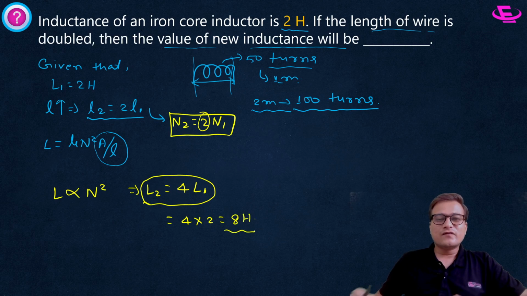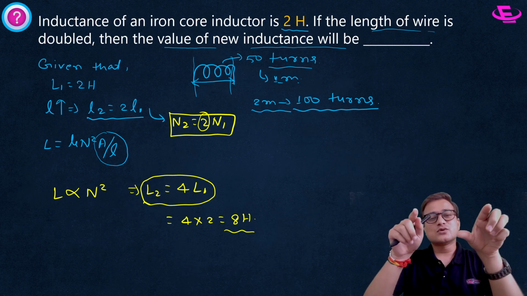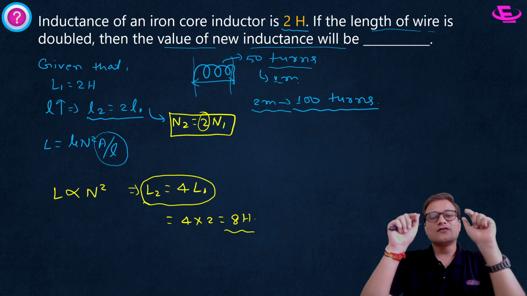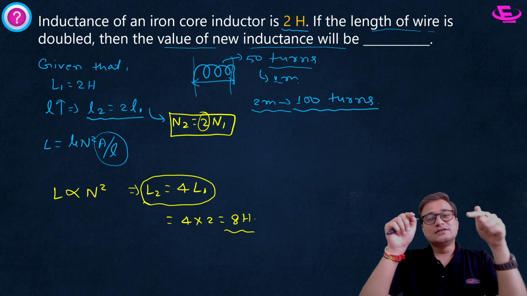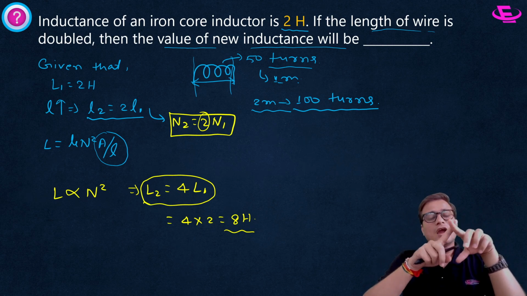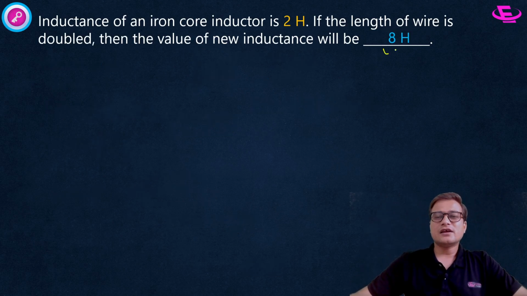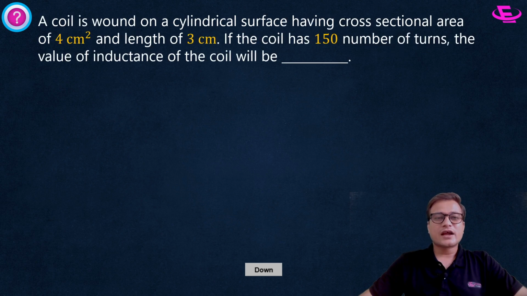This was a very important question and a very easy question. Why did I discuss this question? Just to focus on N, A and L. Clear? So this is your answer, that is 8 Henry. Now come to the second question.